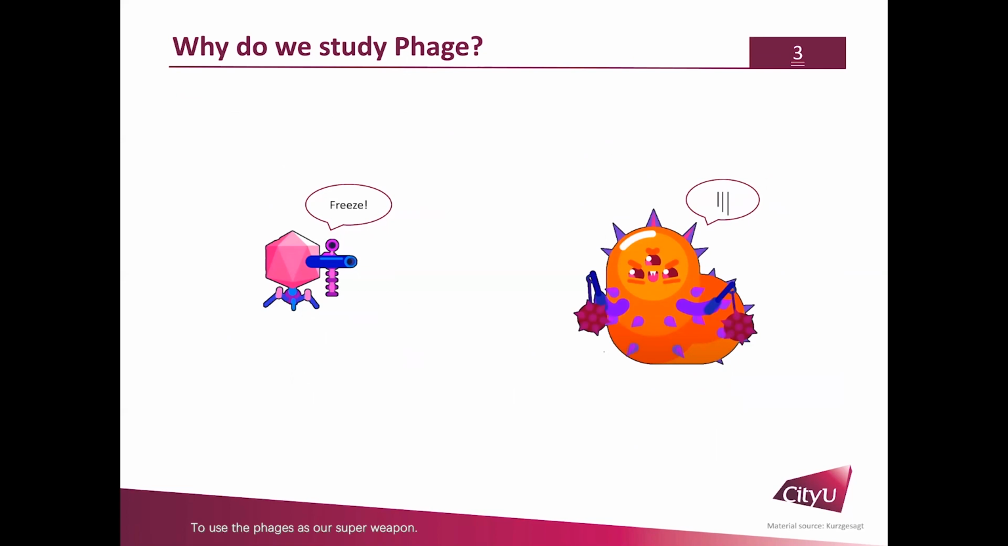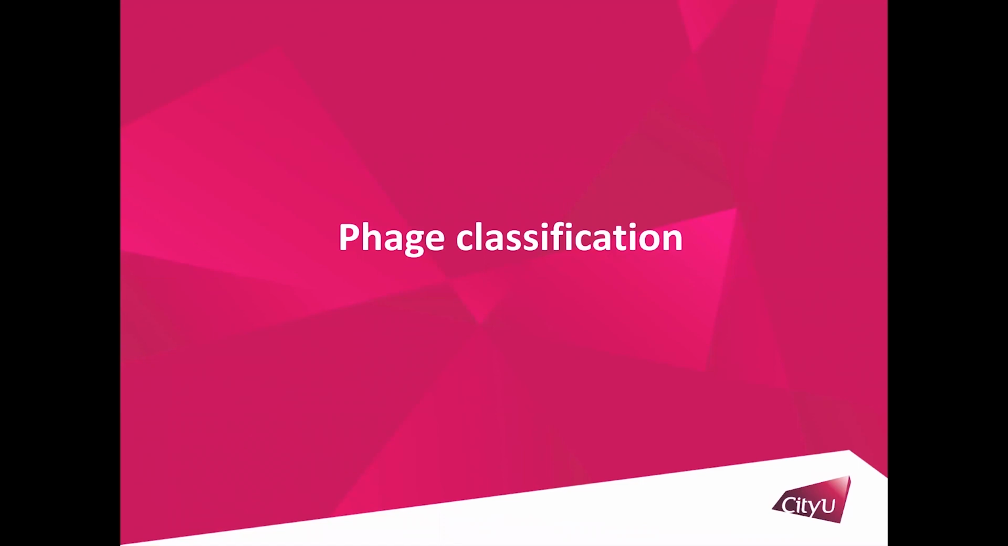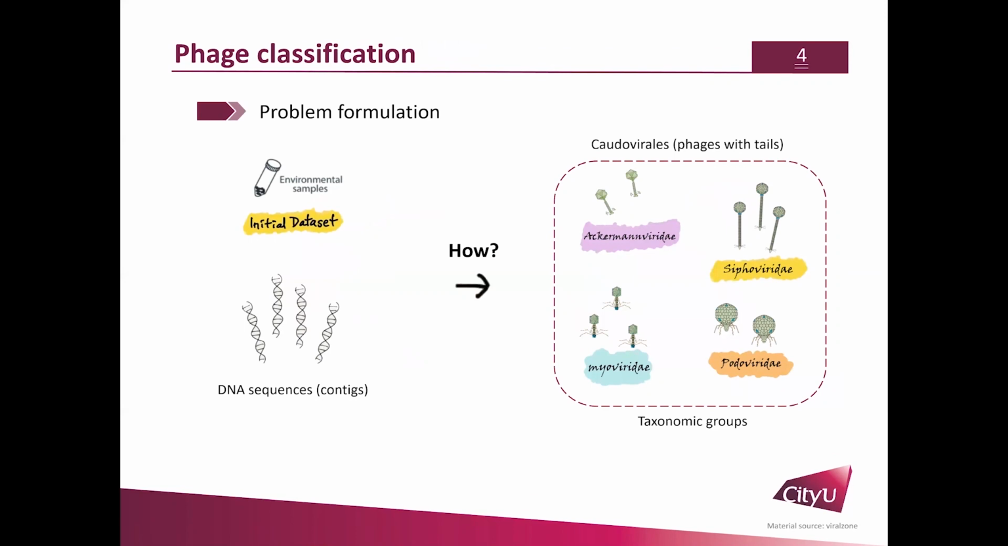To use the phages as our super weapon, the first thing we need to do is to group the phages with the same biological function. And that's the so-called phage classification problem. In the phage classification task, the initial dataset are DNA sequences. What we want to do is to group different types of phages together. Here I show you 4 different kinds of phages on the virus. They have different biological functions, which means they might infect different bacteria.